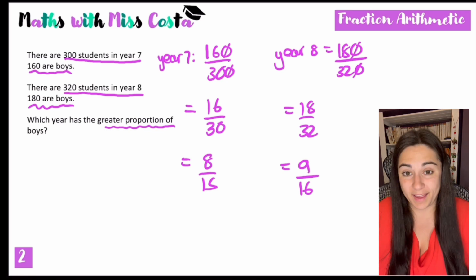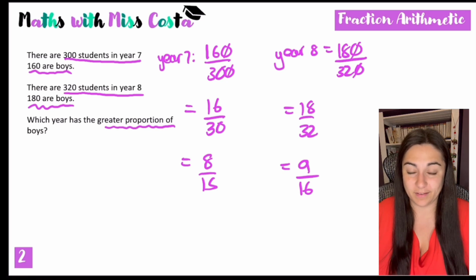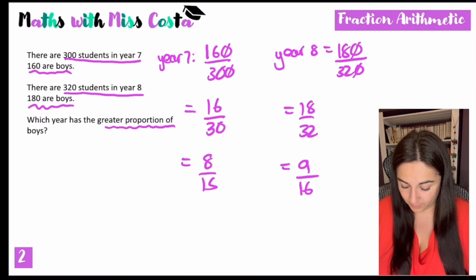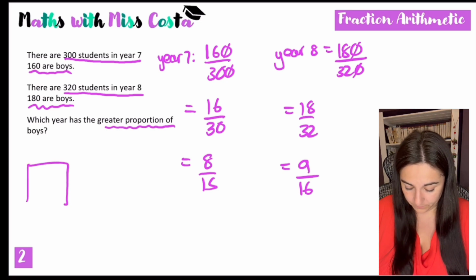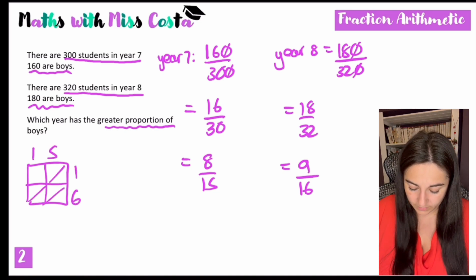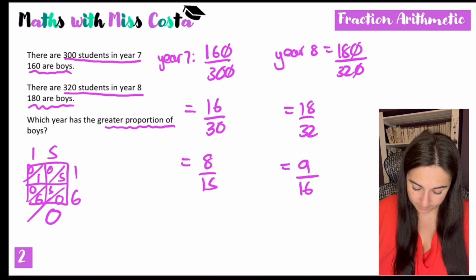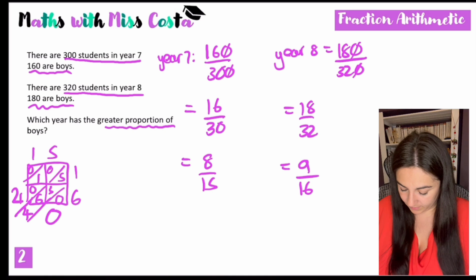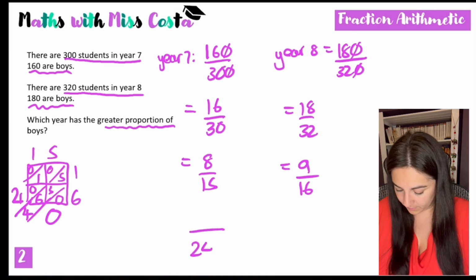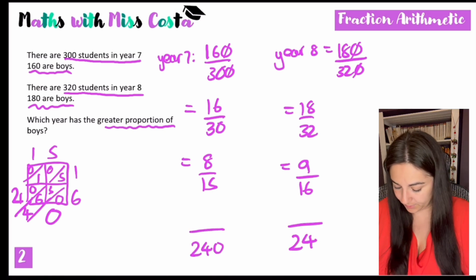Now, I can't compare these unless they have the same denominator, so I need to figure out what the lowest common multiple of 15 and 16 is, and in this case it might just be easier to multiply 15 by 16. So 5 times 6 is 30, 5 times 1 is 5, 1 times 6 is 6, 1 times 1 is 1. Adding up, you've got 0, 3 plus 5 is 8, plus 6 is 14, and 1 plus 1 is 2. So the lowest common multiple of 15 and 16 is 240.